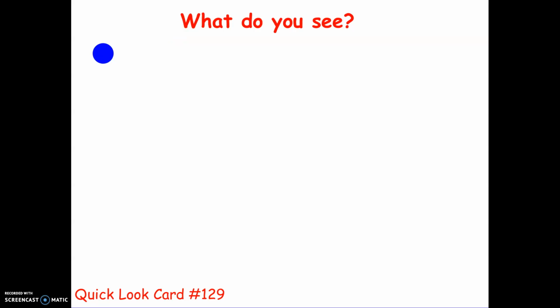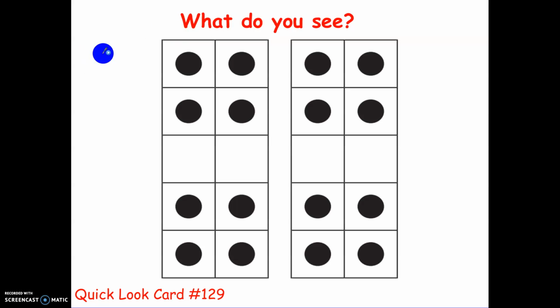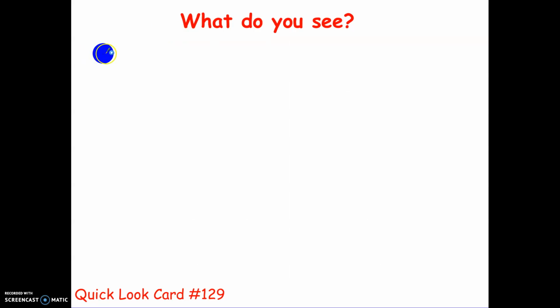One more. Ooh, what'd you see? And how did you see it? Did you see 16? I saw 16. Because I saw 2 fours at the top and 2 fours at the bottom. And when I saw it, I said, well, that's 4 plus 4 plus 4 plus 4. And I know that 4 plus 4 is 8. So 8 plus 8 is 16.